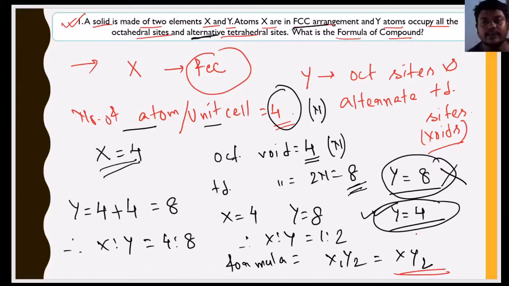And here it is written alternate, so that is why we are taking y equal to 4, and not taking y equal to 8 here. Okay, and hence we have the answer, that is XY2. I hope you understand the numerical.